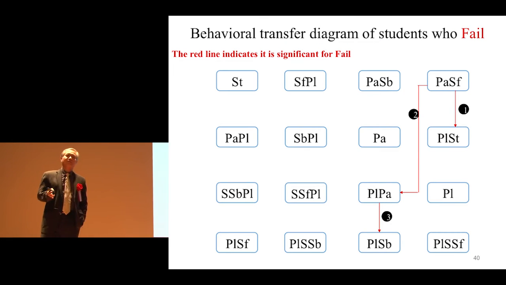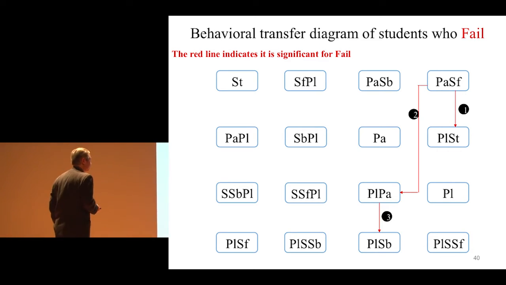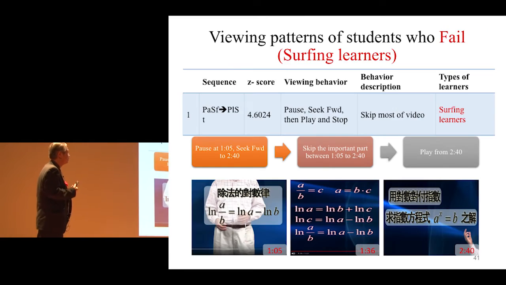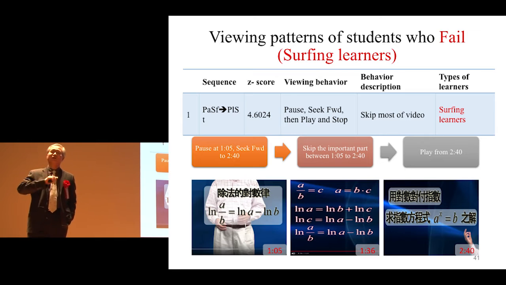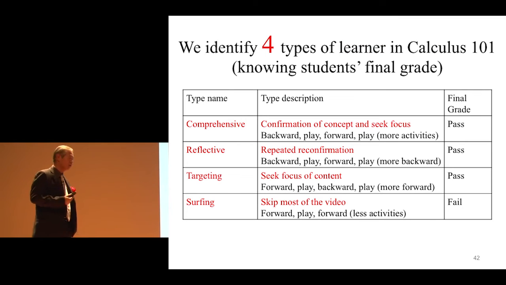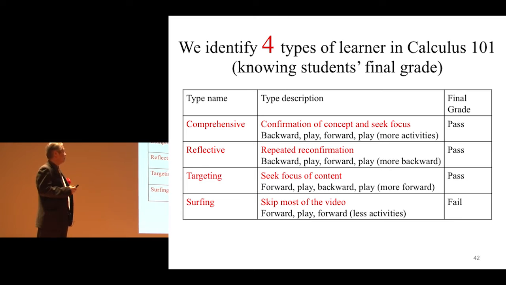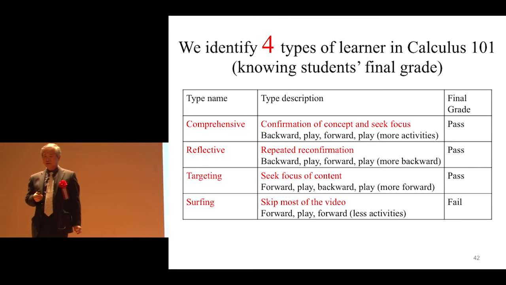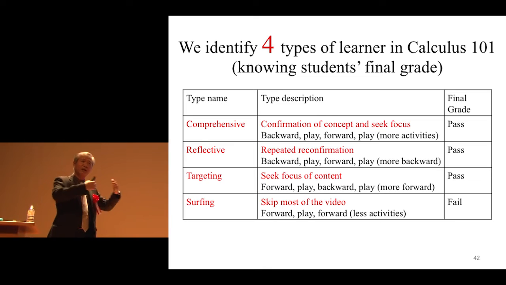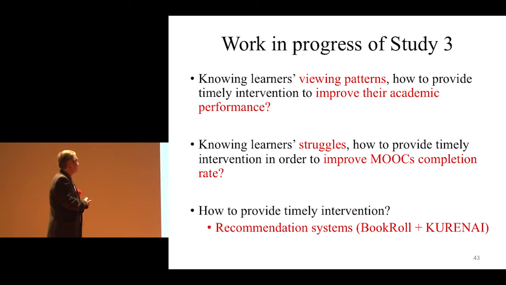For students who fail, they also have some behaviors which are significantly different from the others. So we identify 3. And for this kind of students, we call it surfing because they continue to skip all the videos. So no wonder they get a low grade. So we finally classify 4 types of learners in our class, in Calculus 101. And we apply these experiences to other courses. Right now I only dedicated to this course. So there are 4 types of learners.